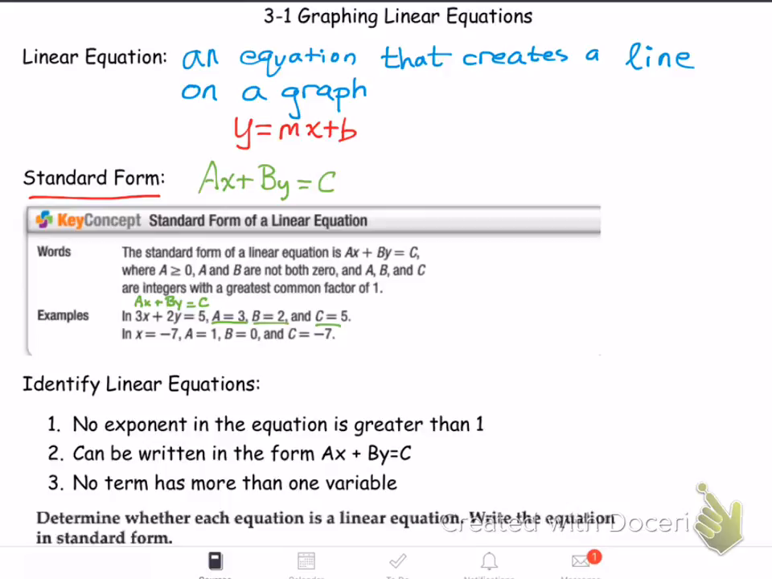Now the way to identify linear equations, meaning determine if it's a yes or a no linear equation, can be followed by these three guidelines. So number one, there can be no exponent in the equation which is greater than 1. Number two, it can be written in the standard form, ax plus by is equal to c. And then number three, no term has more than one variable. So if you scroll to the bottom, we're going to get to a couple questions about determining whether each equation is a linear equation or not.